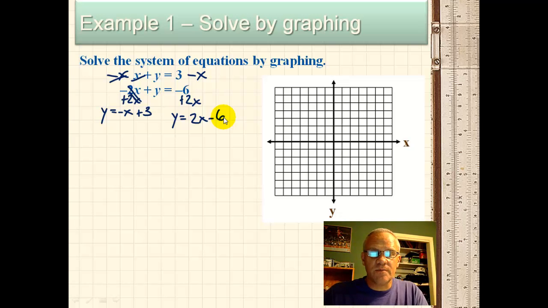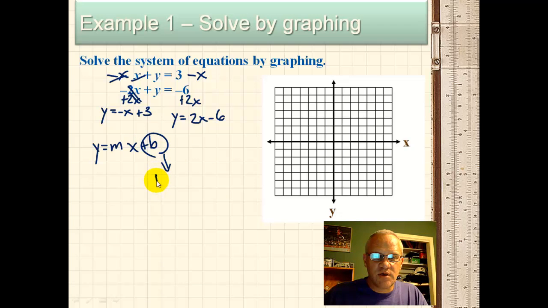So remember, in y equals mx plus b, b is where we begin, which is the y-intercept. So we're going to begin with b. For this first one, we're going to go up to 1, 2, 3 on the y because it's the y-intercept. And the slope, which is m, that's how we move.